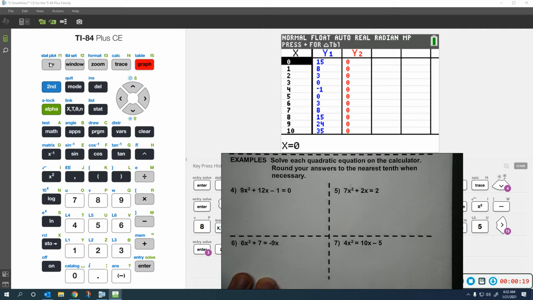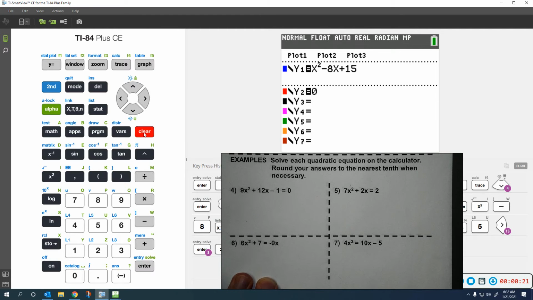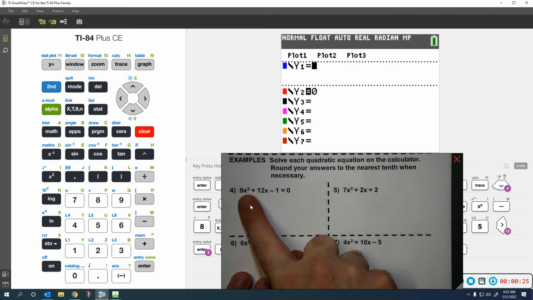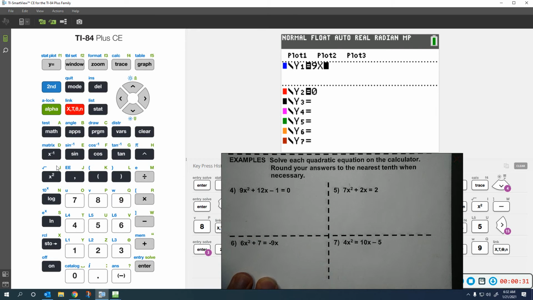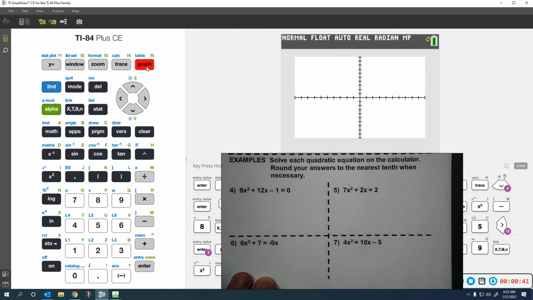So for example number 4, go to your y equals, erase your first line, and let's put in our new equation: 9x squared plus 12x minus 1. Alright, I've got it. My other one's still going to be at y equals 0. Hit graph. There it is. It crosses in 2 spots.